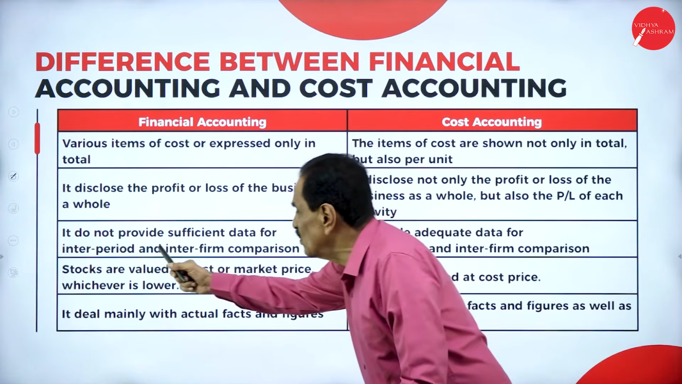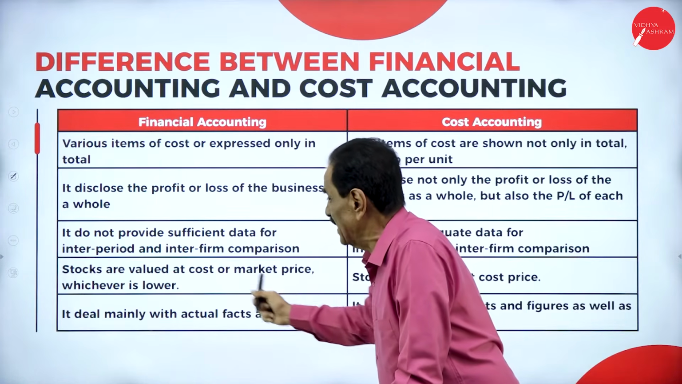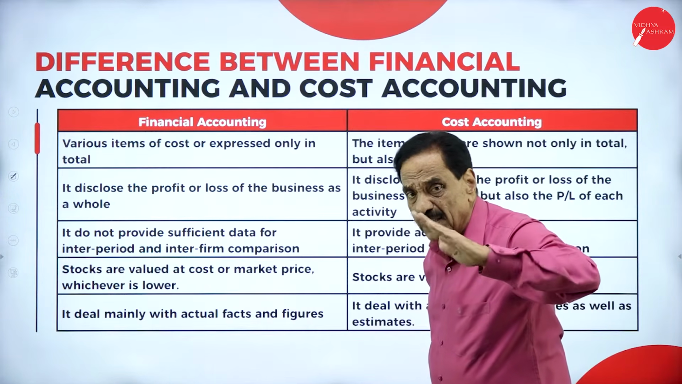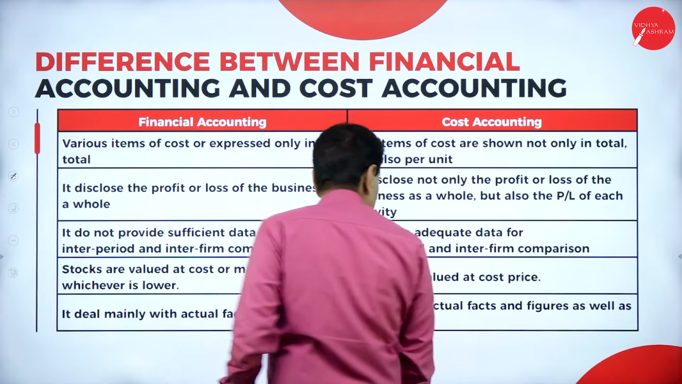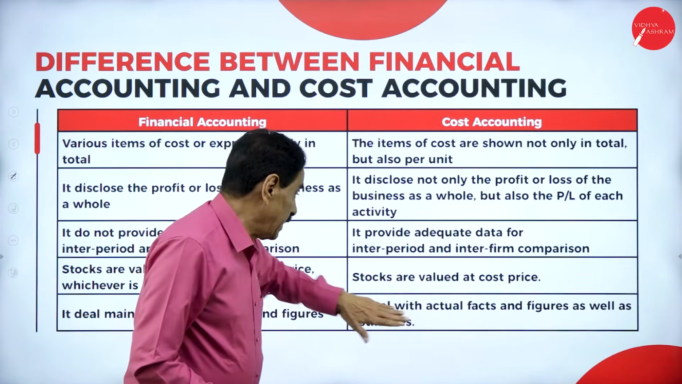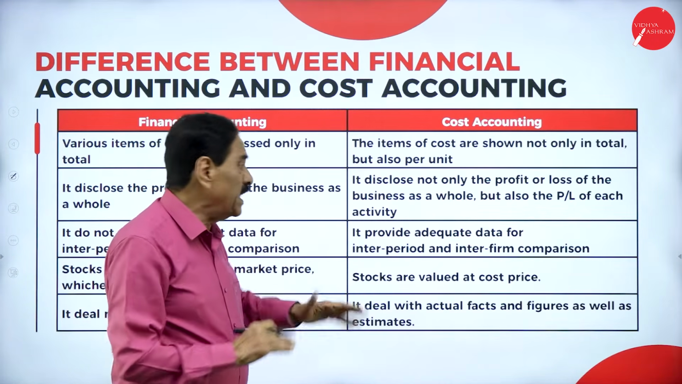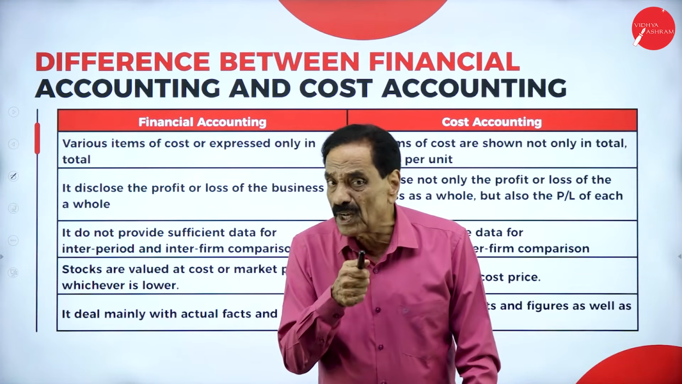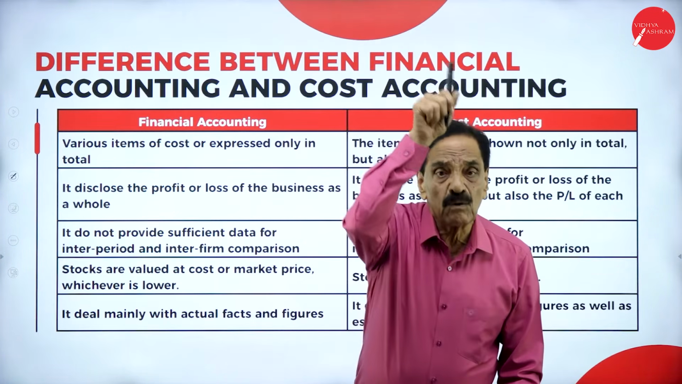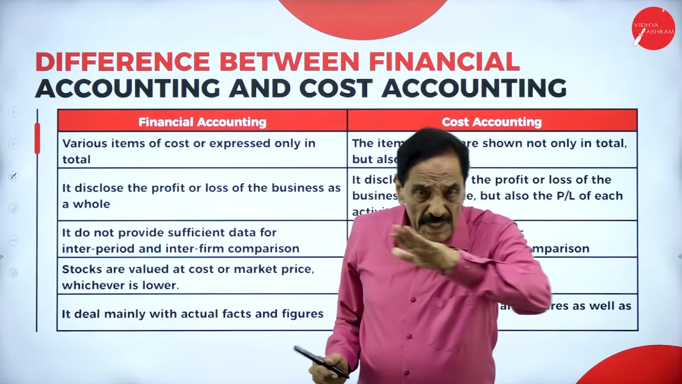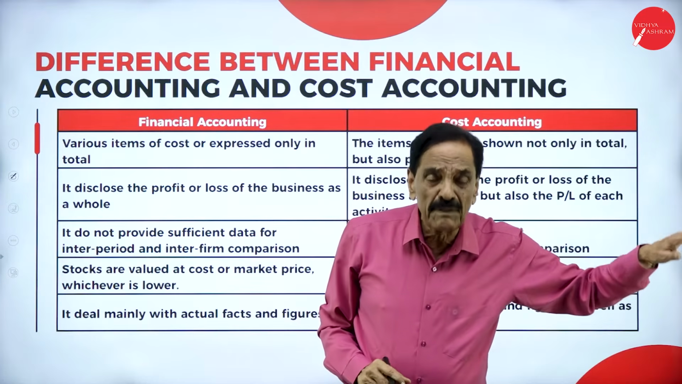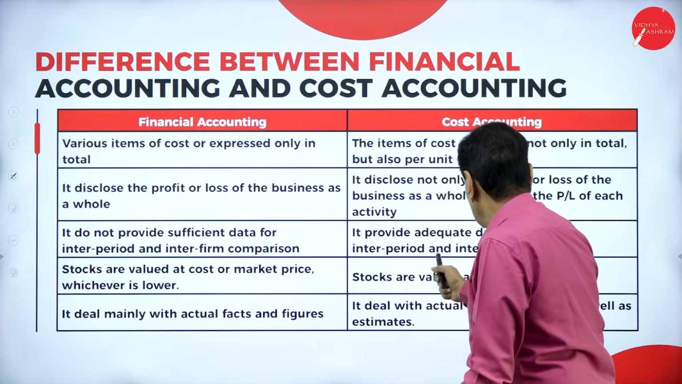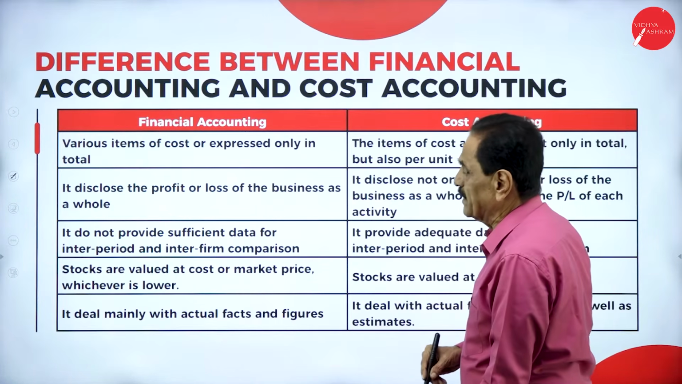Then, it does not provide sufficient data for inter-period and inter-firm comparison. There is no chance of inter-period or inter-firm comparison in financial accounting. But it provides adequate data for inter-period and inter-firm comparison. We can easily do inter-firm comparison in cost accounting. It is not possible in financial accounting because it takes the entire firm, whereas here it is made individual, separating each department. So it is easy for inter-firm and it provides inter-firm and inter-period comparison.